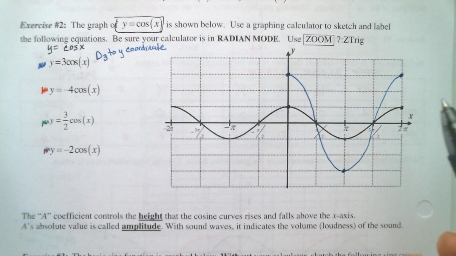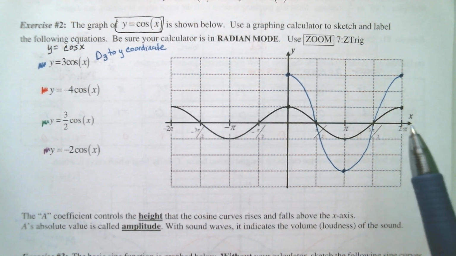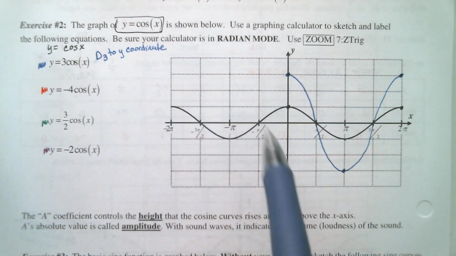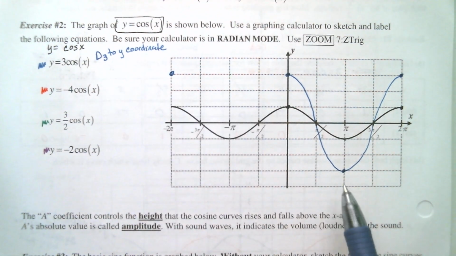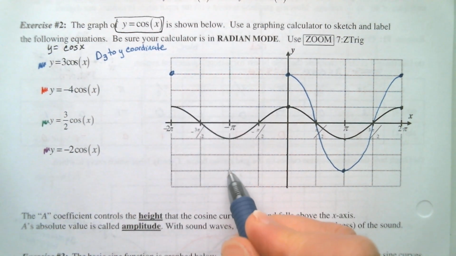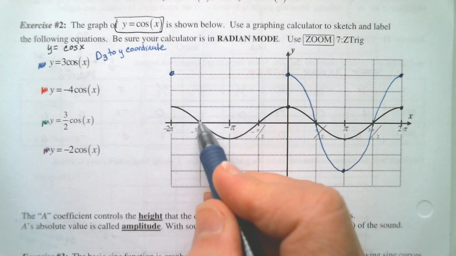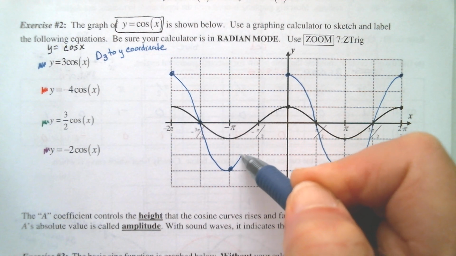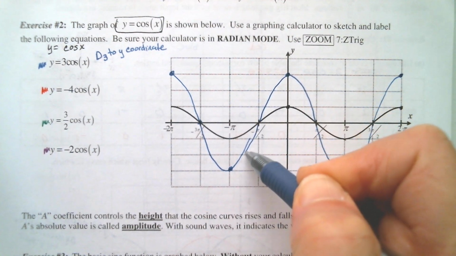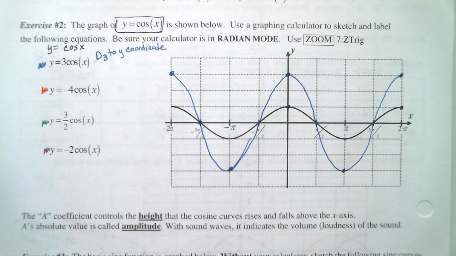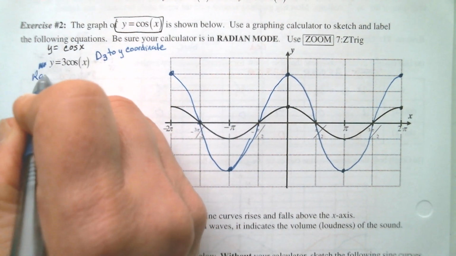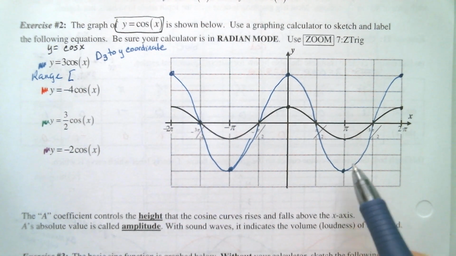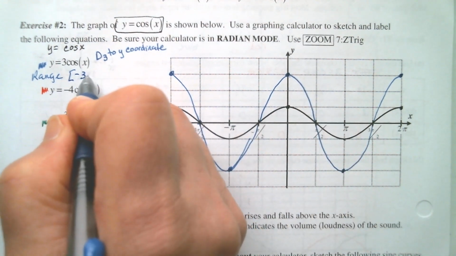We said that our cosine function is even. So let's take this point, reflect it over the y-axis. Take this point, reflect it over the y-axis. And connect these. So there we have, by hand, a graph of y equals 3 cosine x. What's the range here? Low is -3, high is +3.